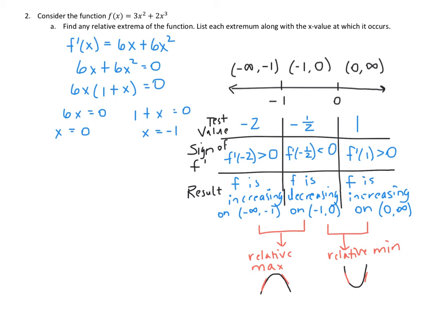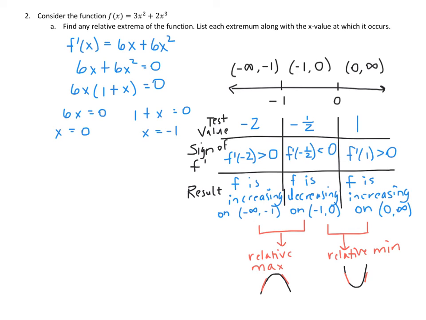At our critical value x equals 0, our function is going from decreasing to increasing. So we have a relative minimum. If our function is decreasing, then the slope of the tangent lines are negative. That's why our first derivative is negative. And then after we hit that minimum, our function is then increasing. And that's why our first derivative is positive, because the slope of the tangent lines are positive.